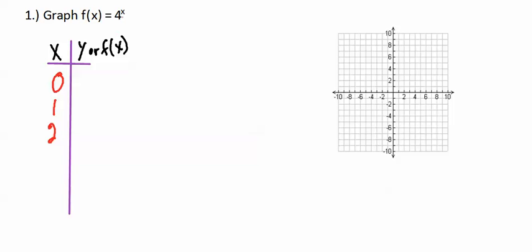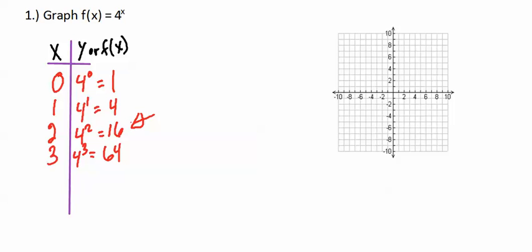So I'm going to plug 0 in for x. So you're going to have 4 to the 0 power. And anything to the 0 power is 1. And then I'm going to have 4 to the 1, which is 4. And then 4 squared, which is 16. Now, we could keep going. We could go to 3, which is 64. But you can see right away at 16, that's going to be off our graph already.